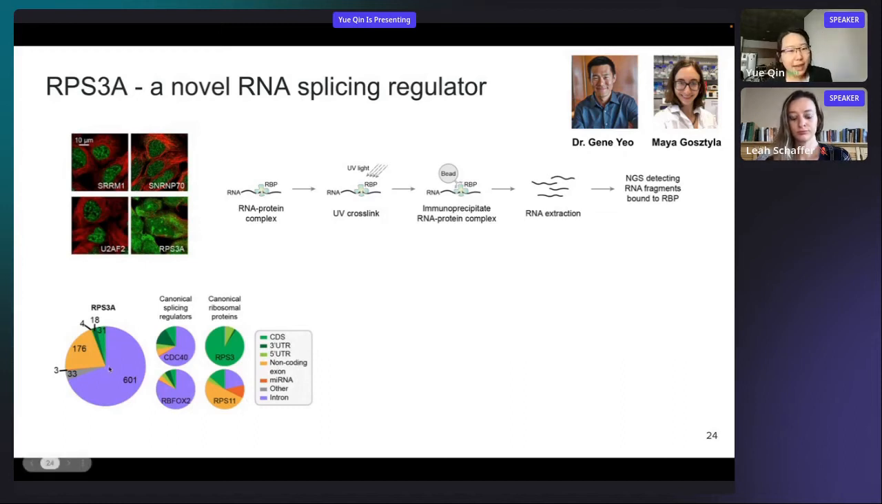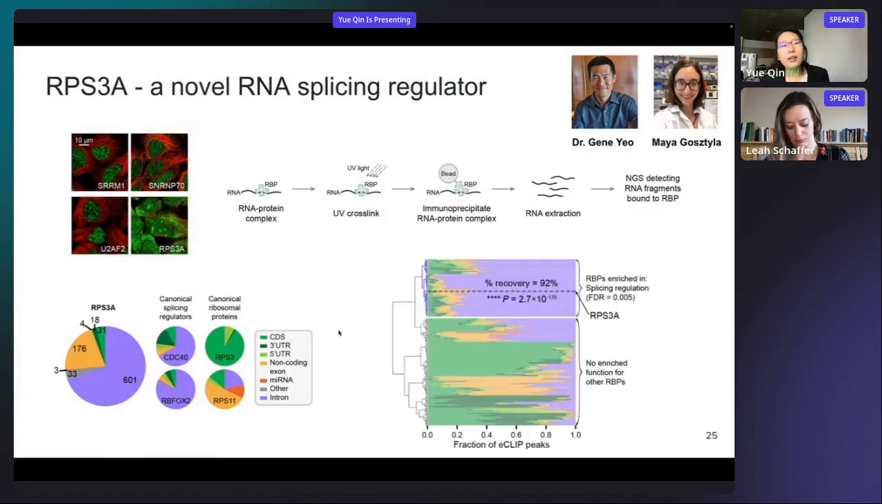We observed that the RPS3A profile is highly similar to that of canonical splicing regulators and very different from canonical ribosomal proteins. We further clustered the profile of RPS3A with all the publicly available eCLIP profiles, and we observed that RPS3A robustly clusters with RNA binding proteins that are specifically enriched for splicing regulation, further supporting a potential role of RPS3A in splicing.